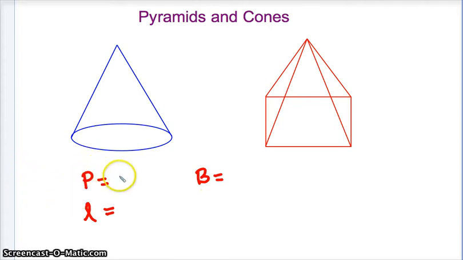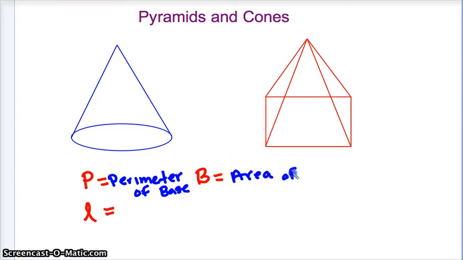Now, P, you'll remember from prisms and cylinders, represents the perimeter of the base. The capital B, you'll remember, is the area of the base. And this cursive L is something new to us. The cursive L represents slant height. Let's take a look at how to find slant height in our two diagrams up above.